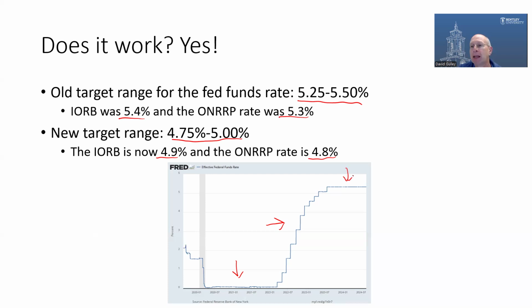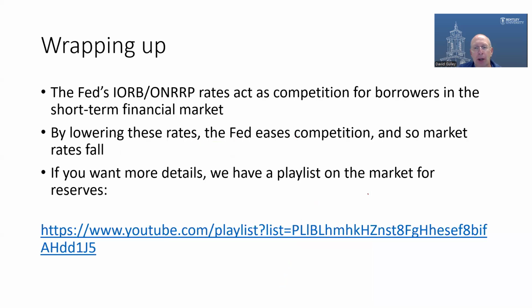And so then what will happen beginning tomorrow when this new regime operationalizes, we would expect the federal funds rate to fall by almost exactly a half a percentage point, precisely as the Fed wants. In other words, the Fed is really very good at getting the federal funds rate to be very close within its target range. So wrapping up here, the idea is that the ONRRP and IORB rates act as competition in the market for short-term funds. And so when the Fed lowers these rates, these administered rates, the other short-term rates also will tend to fall.